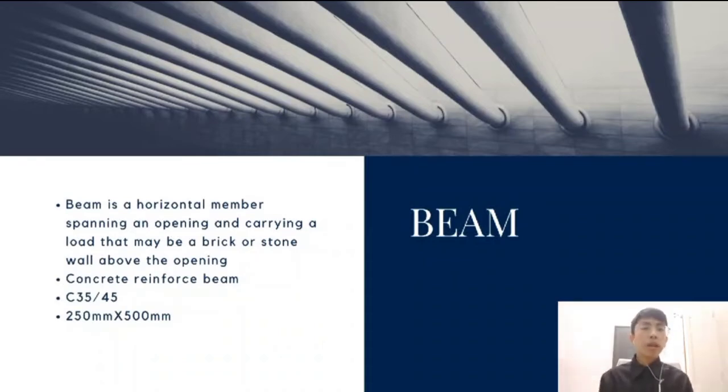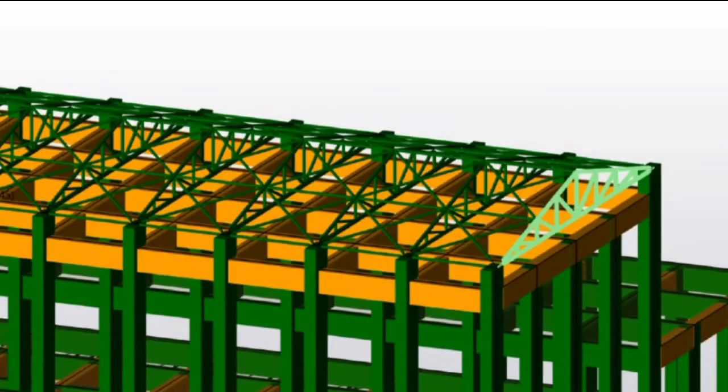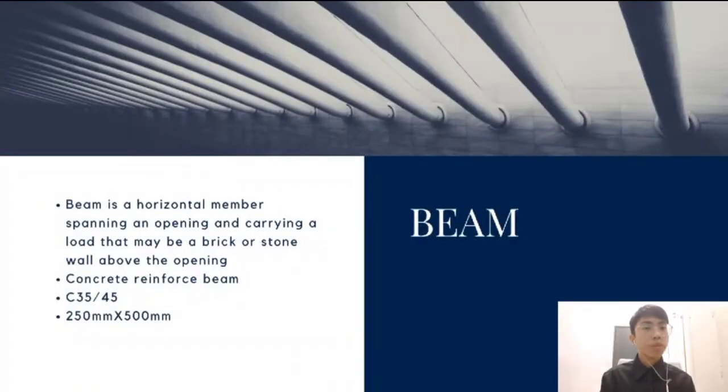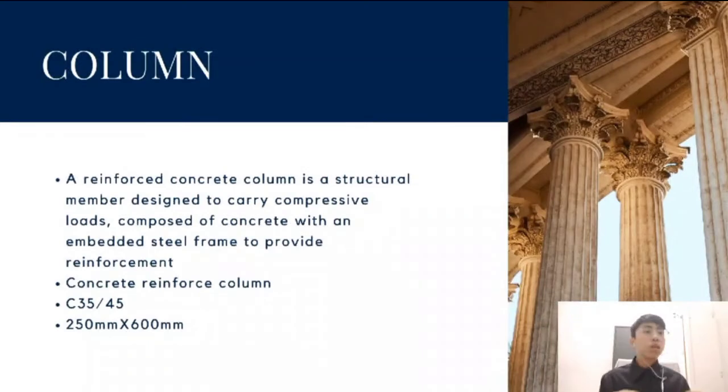However, we found that there are some warnings in the Tekla software for our roof beam, so we recommend that we change the concrete reinforcement beam to the steel beam because the steel beam is lighter. And now we go to the column. The column we use is the same as the beam, which is the concrete reinforcement column.